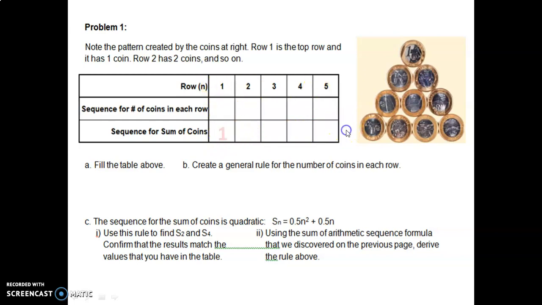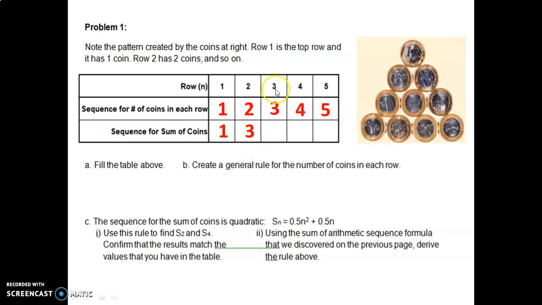Okay, let's try. So first, there is 1 coin right there in row 1. 2 coins in row 2, 3 coins in row 3, and 4 coins in row 4, and if there was another row, it would be 5 coins, right? Now the sum, so after we've done one row, the sum is 1. There's only 1 so far. And after we've done 2 rows, the sum is 3, right? So we put 3 here. It's basically that plus this extra 2 makes 3.